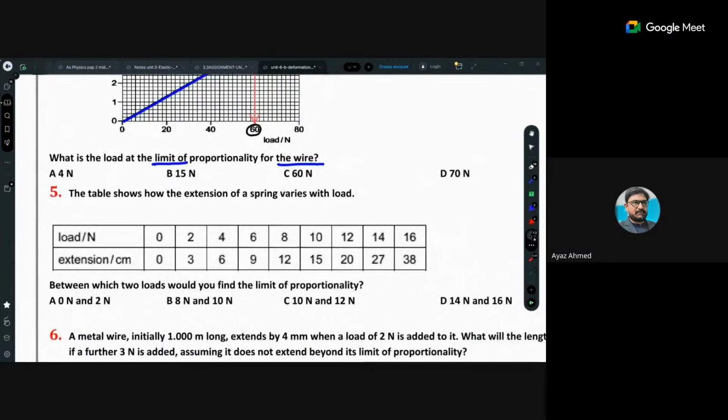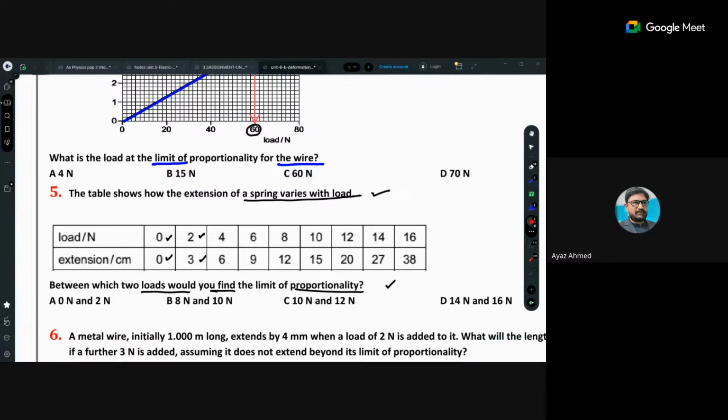A table shows how extension of a spring varies with load. For zero load, zero extension; 2 Newton load, 3 centimeter; for 4, it is 6; for 6, it is 9. So between which two loads would you find that the limit of proportionality is obtained?